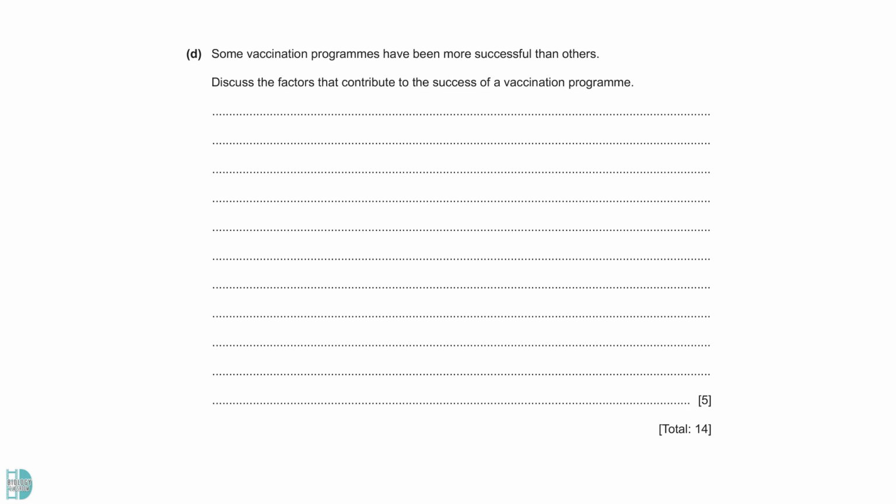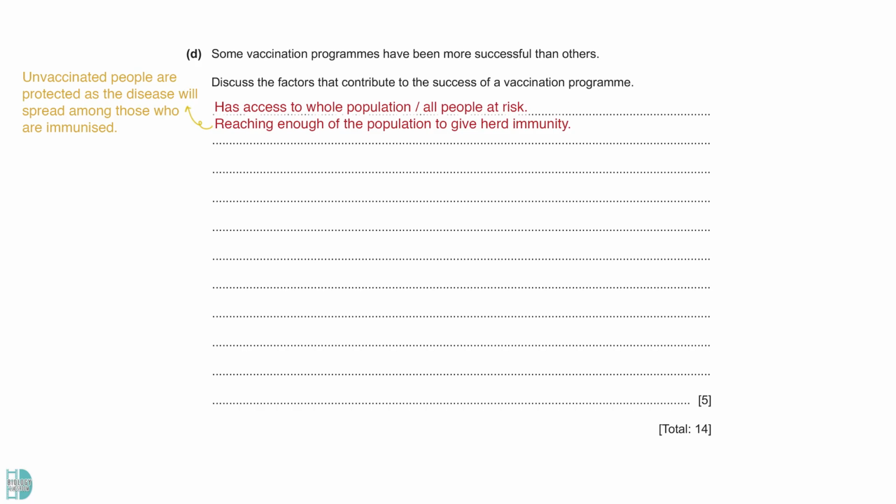D. Discuss the factors that contribute to the success of a vaccination program. A vaccination program is more successful when it can access more people in the population. Herd immunity can be achieved when a large proportion of the population receives it. The remaining people who are not vaccinated can be protected as the disease will not spread among those who are immunized. Vaccinating children early enough in their lives can provide early protection, reducing the risk of infection.